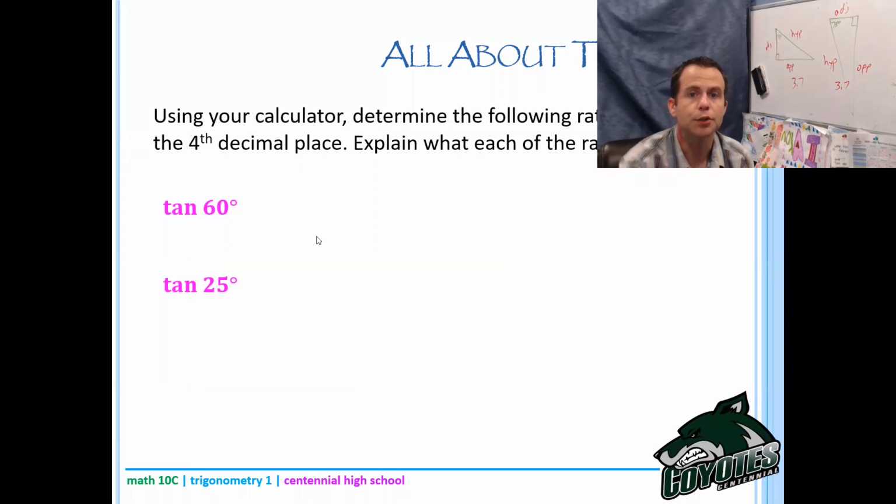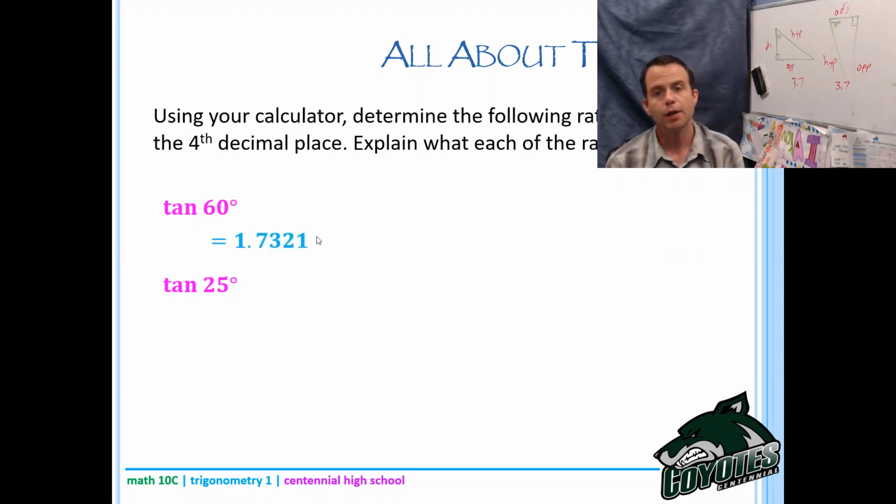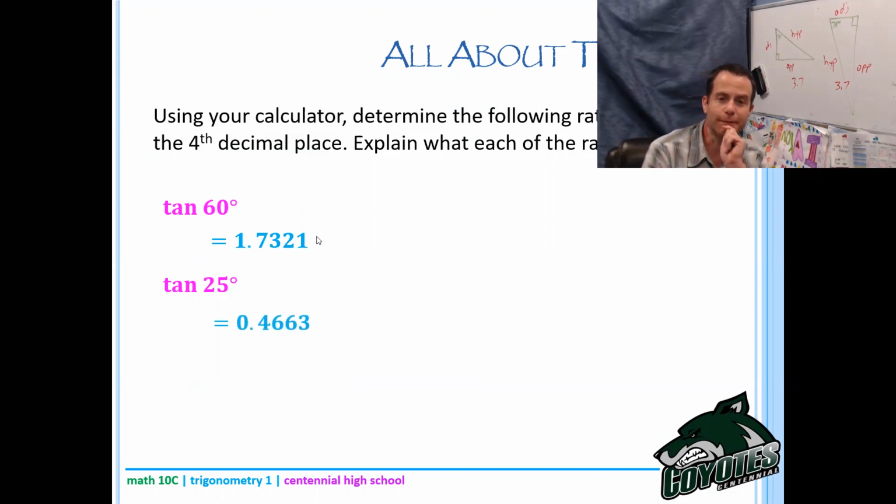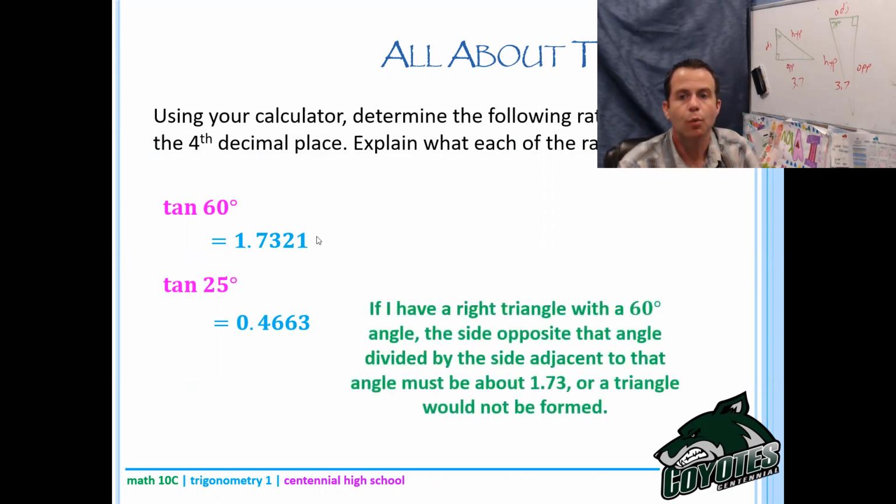All right, using your calculator, determine the following ratios, correct to the 4th decimal place. Explain what each of the ratios mean. So all you're doing here is physically typing in your calculator, tan 60, enter. And you get, when properly rounded, that's what I was thinking about when I wrote the 1.73. I knew the 1.73 was coming up. Sorry about that. So tan of 60 is 1.7321. Tan of 25 is 0.4663. And again, all I'm doing is going tan of 60, enter, tan of 25, enter. Okay. What do they mean?